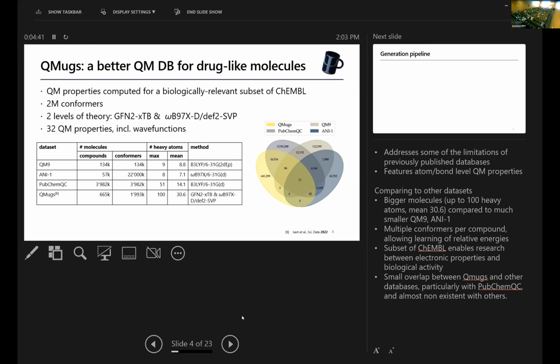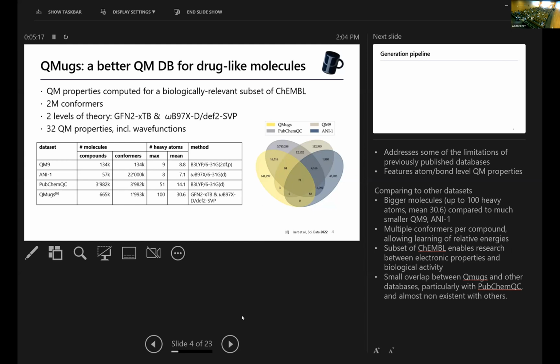some of the advantages that QMugs possesses in comparison to those others is that mainly we feature bigger molecules. So we feature molecules up to 100 heavy atoms with a mean of 30.6 heavy atoms, compared to the much smaller QM9 or any other. We also provide multiple conformers per compound, which also allows learning of relative energies. We also believe that the fact that QMugs is extracted from a subset of ChEMBL enables research between electronic properties as well as biological activity.